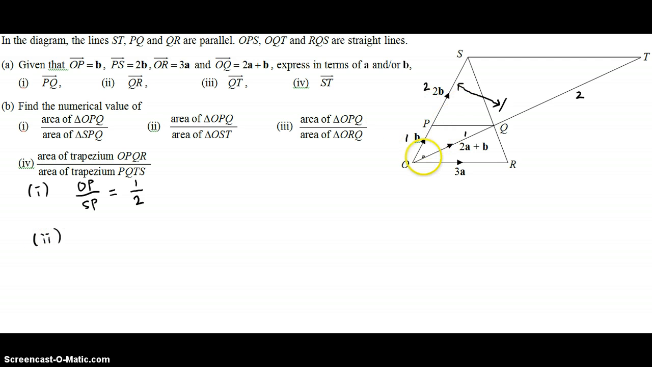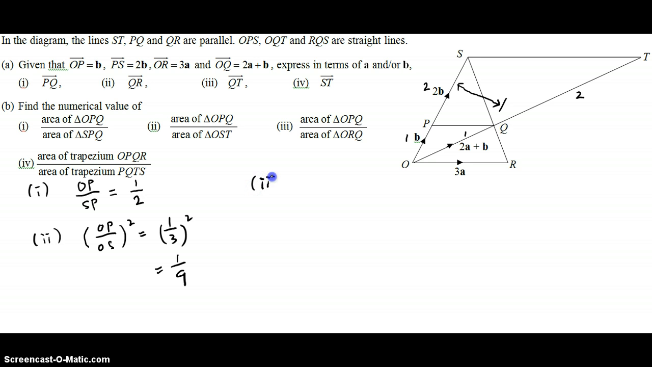Okay, for part 2, compare the area ratio, area of triangle OPQ and OST. So you notice these two are actually similar triangles. So straight away you can apply similar triangles, which is the square of the corresponding side. So I use OP over OS squared. Okay, the ratio is 1 over 3 squared, which will give you 1 over 9.